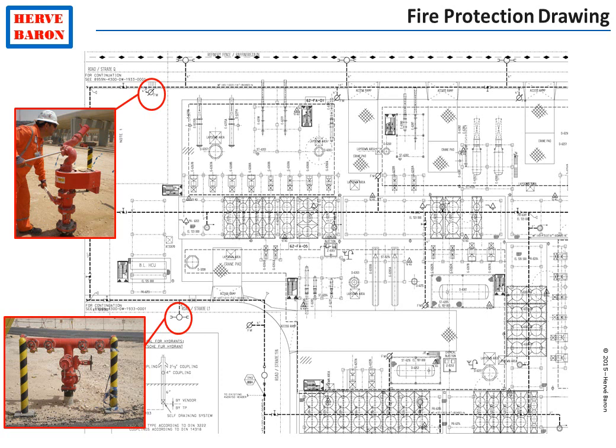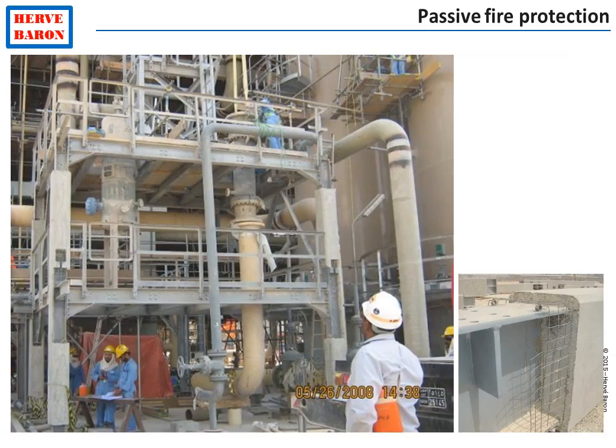Fire protection also includes passive fire protection. Passive fire protection consists of a coating of equipment supports or process structures or pipe rack, such as the one shown here with concrete for an onshore plant. For an offshore facility, this is not done with concrete for weight reasons, but with a special type of coating.